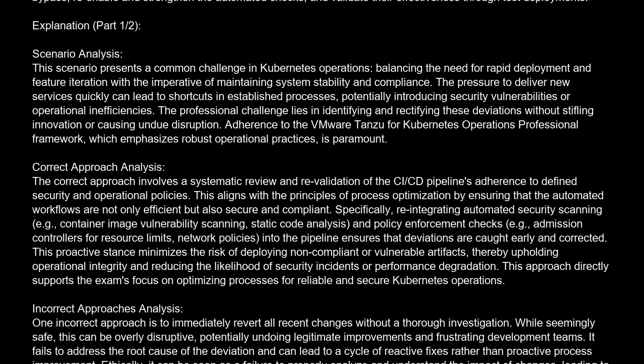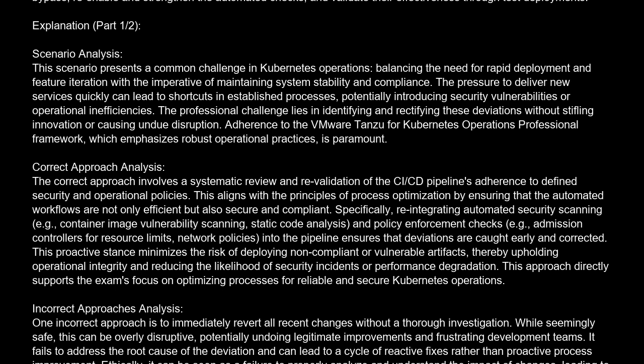Incorrect approaches analysis. One incorrect approach is to immediately revert all recent changes without a thorough investigation. While seemingly safe, this can be overly disruptive, potentially undoing legitimate improvements and frustrating development teams. It fails to address the root cause of the deviation and can lead to a cycle of reactive fixes rather than proactive process improvement. Ethically, it can be seen as a failure to properly analyze and understand the impact of changes, leading to unnecessary operational friction.